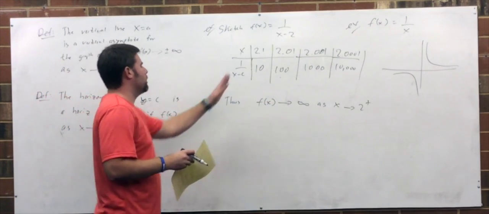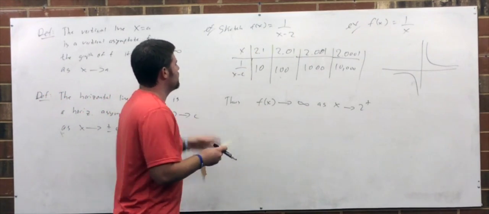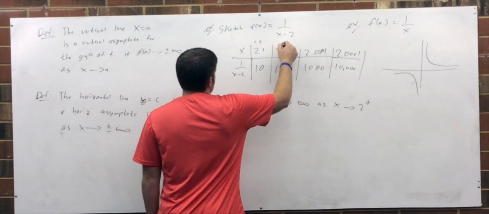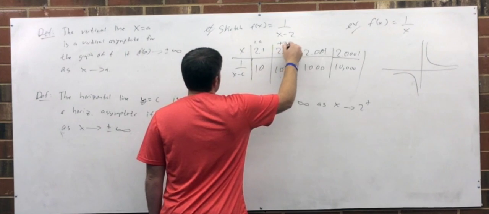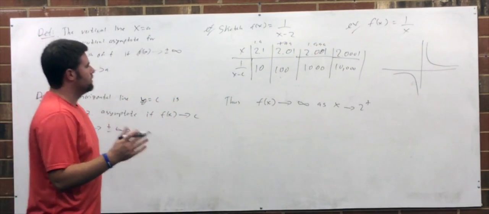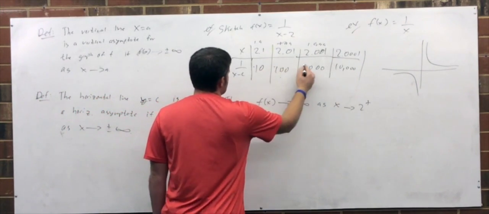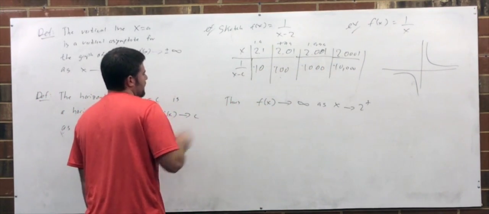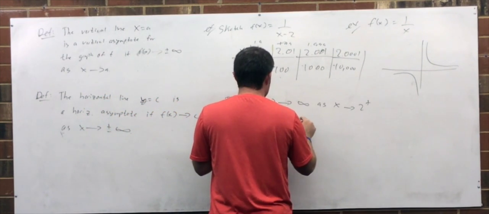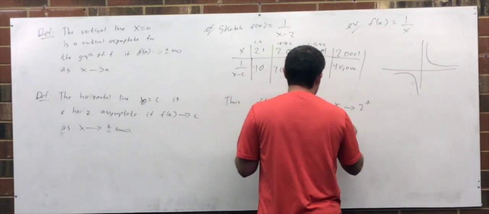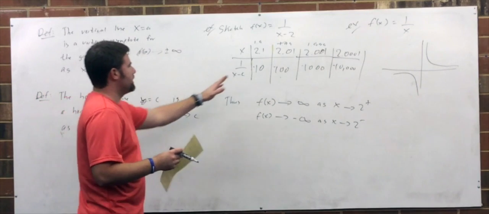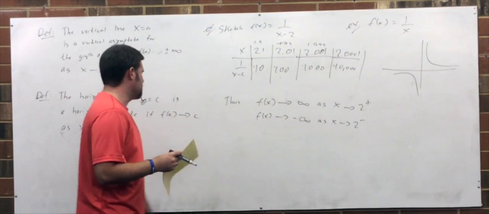Now what if we did it the opposite way? What if we approach 2 from the left? So what if we said, instead, x equals 1.9, 1.99, and so on, and get closer and closer and closer to 2, coming from the left. Well, you would get negative values here. These numbers wouldn't change, they would go to negative values. And our conclusion there would be f of x approaches negative infinity as x approaches 2 from the left. What that tells us is 2 is a vertical asymptote.